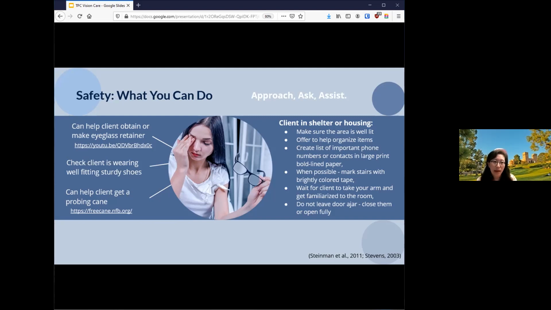For clients that are staying at a shelter or have temporary or permanent housing, safety precautions include making sure the area is well lit and offering your client help to organize things, as clutter is a risk factor for falls. You can help create a list of important phone numbers or addresses in large bold print, or you can write it on bold lined paper. When possible, mark stairs with brightly colored tape. You should always wait for the client to take your arm first, and then you can help walk the client around the room to get them familiarized with it. Another thing is to not leave doors ajar; either fully open or close them to reduce fall risks.